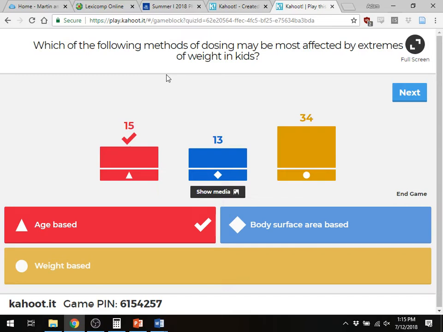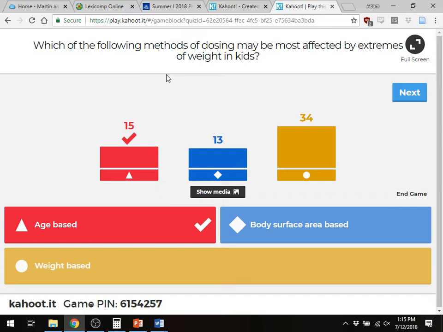Okay. Now, looking at weight-based, again, that will take that into account. However, you can still have kids that are fairly overweight. We talked about adipose tissue being an issue there, affecting things like volume of distribution, et cetera. So when looking at body surface area, why do you think that would be the least affected? It factors in the weight of the child, but also factors in what? The height of the patient as well, right?